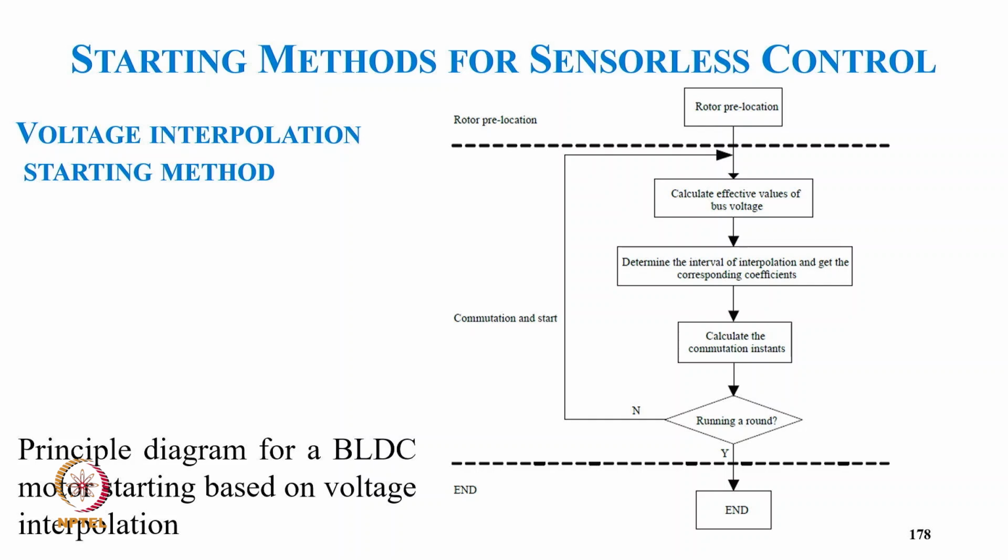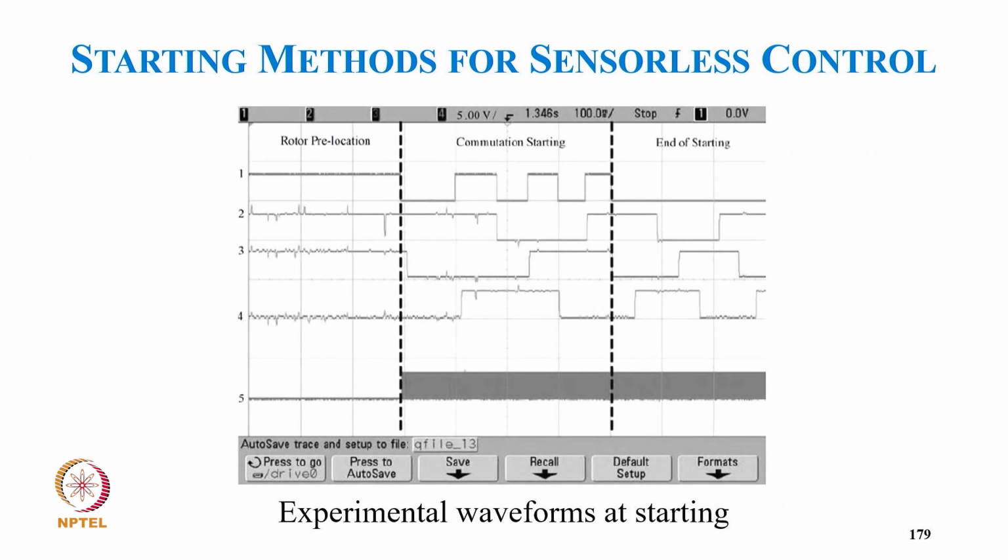So this is the principal diagram of the BLDC motor starting based on the voltage interpolation method. We start with the motor field location, then calculate the effective values of the bus voltage, and determine the interval of the interpolation to get the corresponding coefficient. Then we calculate the commutation and check whether the motor is running. If no, then commutation and start again; if yes, we continue. And this is a typical experimental waveform at the starting.